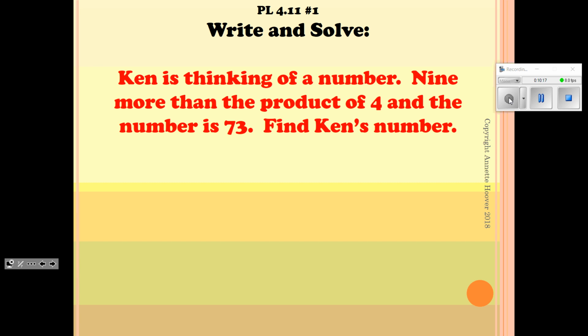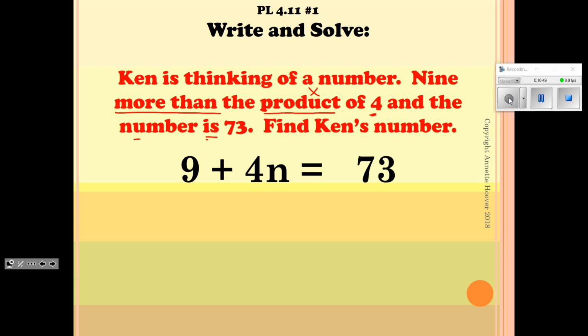Ken is thinking of a number. 9 more than, so we write the number 9. More than means that we add. Product means we're multiplying. What are we multiplying? 4 and the number. So we're multiplying 4 and a number, so we write 4x, is our equal sign, 73. So Ken is 9 more than, it's 9 plus the product, multiplying 4 times the number, equals 73.